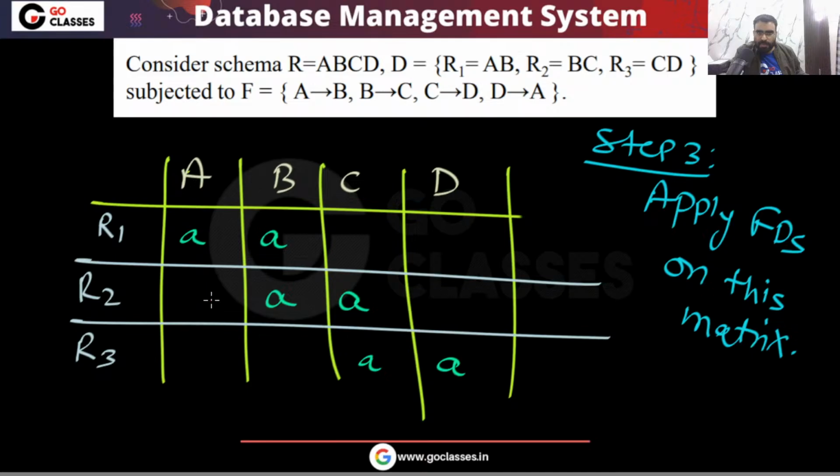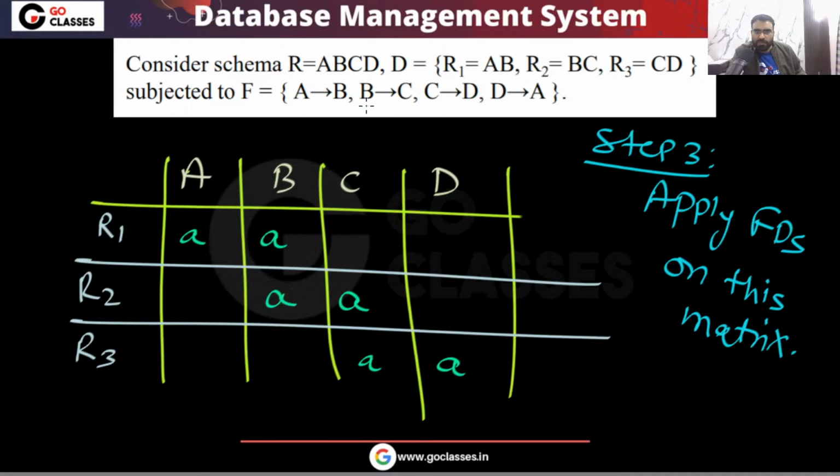Remember, these empty cells are unknown values. We don't know. They may be equal to A, they may be different from A. So please understand, right now in this column A, there are no 2 tuples which have the same A value. Because this is an unknown value, we don't know what the value is here. They may be the same as A, they may be different, they may be anything. So you can see this FD we cannot apply right now.